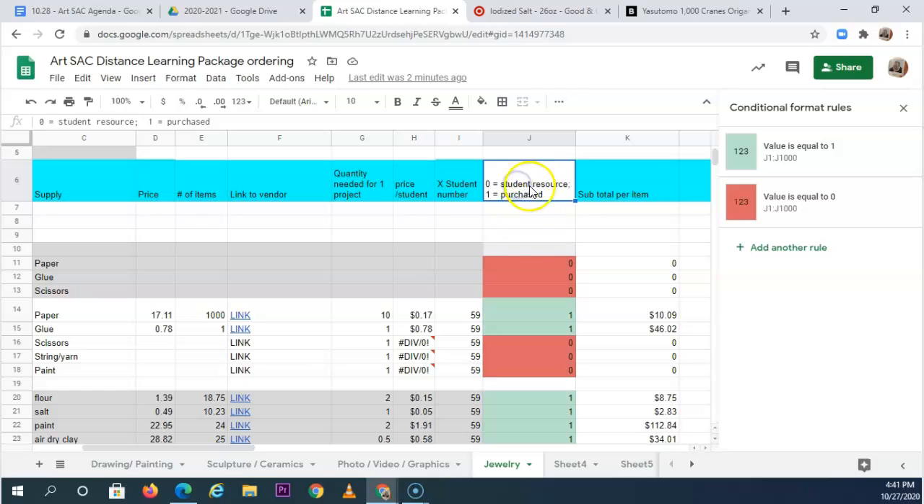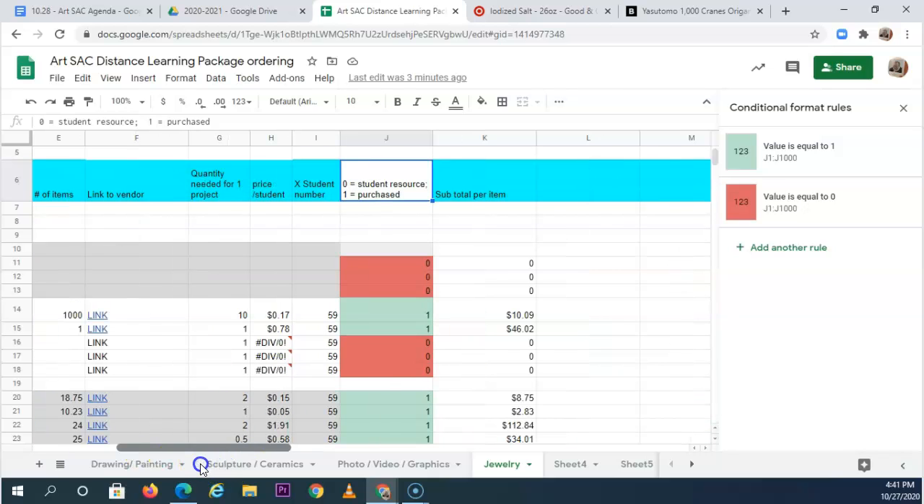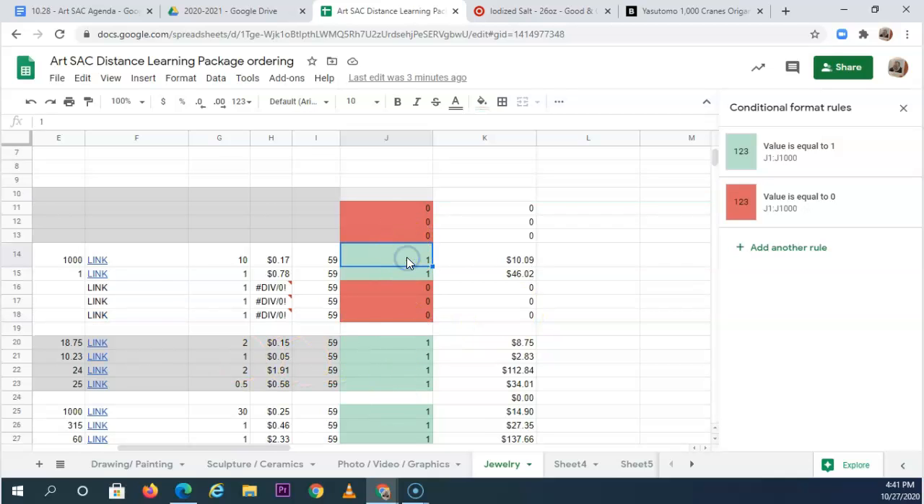Now this right here, this column is what gets calculated and what doesn't. So we know that students are going to have some amount of materials around their house. Like for a formative project where they're going to make a paper ring, they can use notebook paper. They don't need fancy origami paper. And so if it's a student resource, we can put in 0. Maybe I don't want to buy them fancy origami paper. Say the art department, $10. And I can put 0 in there.